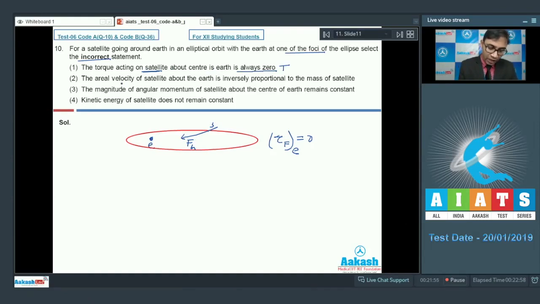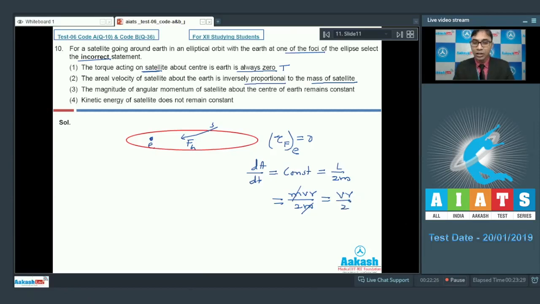The second statement says that the areal velocity of the satellite about the Earth is inversely proportional to the mass of the satellite. We know from Kepler's second law that the areal velocity of the satellite always remains constant. It will be equal to L by 2m, and we know that angular momentum is defined as mvr, divided by 2m. So mass will cancel out, and you will get vr by 2. So areal velocity is independent of mass. So this is our false statement.